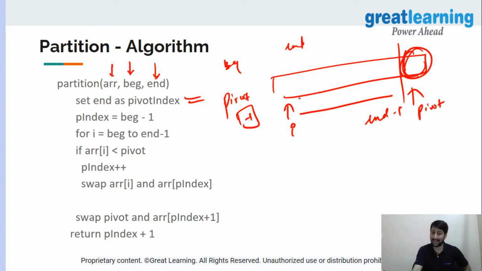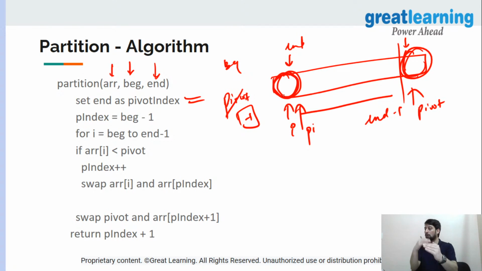Now if ARR of I, if this element is less than pivot, so obviously it will be on the left hand side. So what we will do, we will increment this pivot index. Now this will be pointing to here, pivot index pi. Once we have incremented it, we will swap these elements with itself.